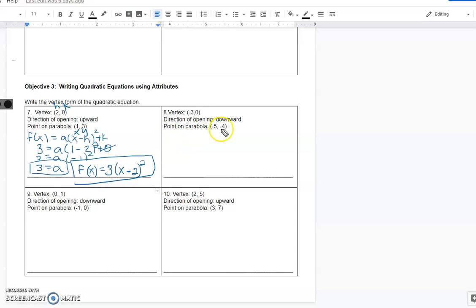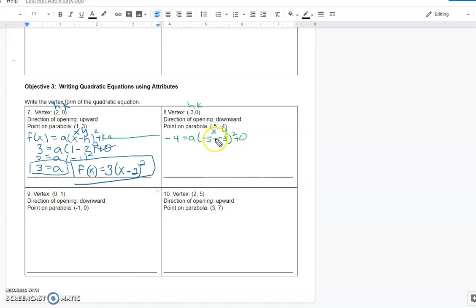Okay. Number 8, same thing. Label your points, h and k, x and y. I'm going to substitute in. I have my formula over here, so I'm going to use that. So it's going to be negative 4 equals a times x is negative 5 minus h, which is negative 3, squared, and plus k again is 0.